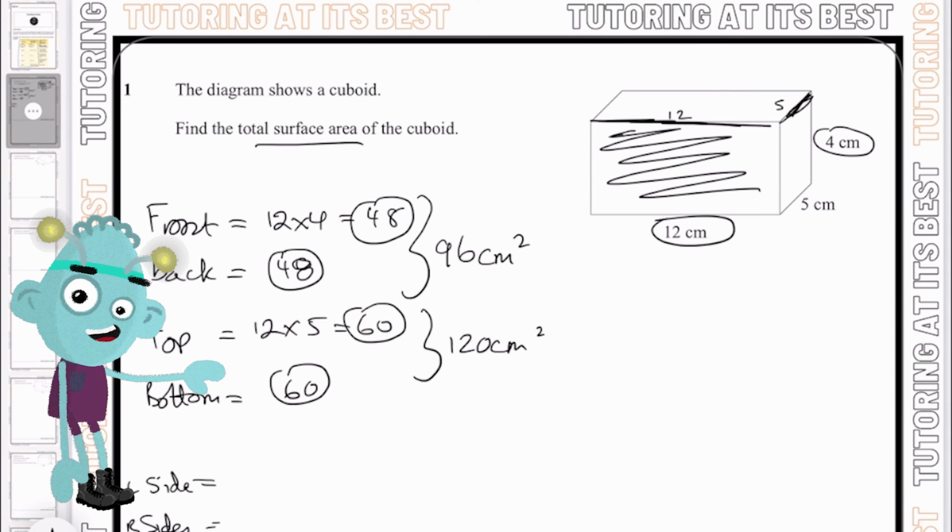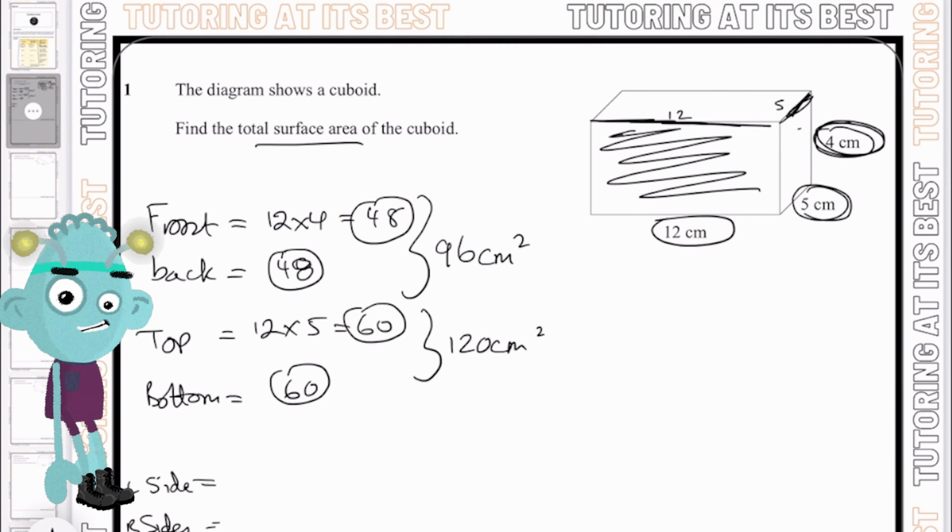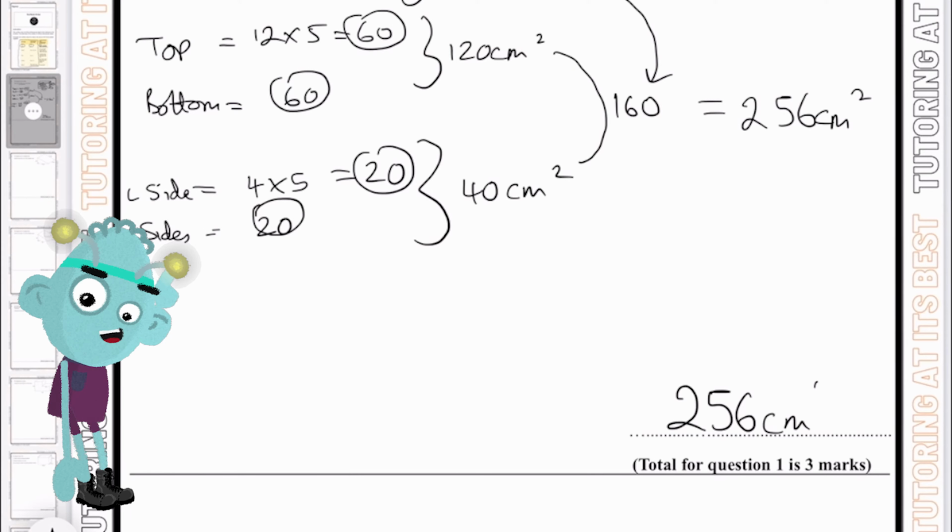And then we go for our side. That again is going to be 4 centimeters by 5 centimeters. So 4 times 5 gives us 20. And we know the right side is also going to be 20. So that gives us 40 centimeters squared. Now with this all in mind, we can go ahead and add this all up. We know 120 and 40 is 160. And then if we add 96, that will give us 256 centimeters squared. So our overall answer is 256 centimeters squared.